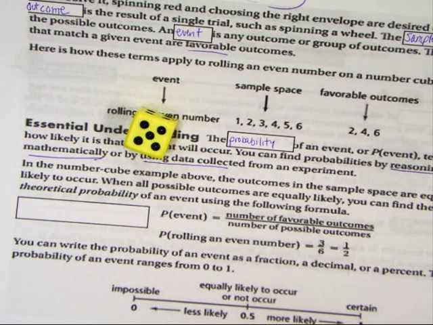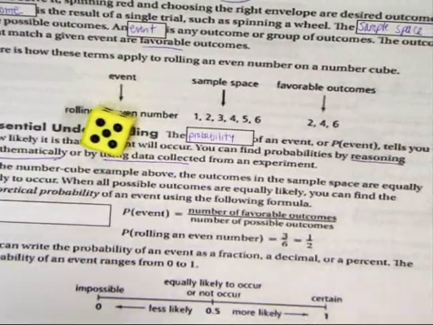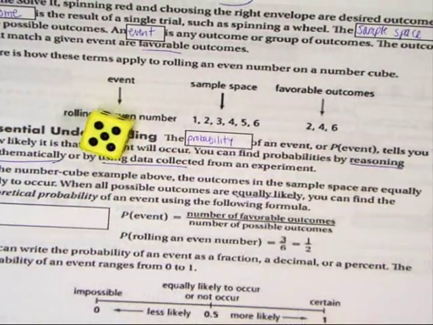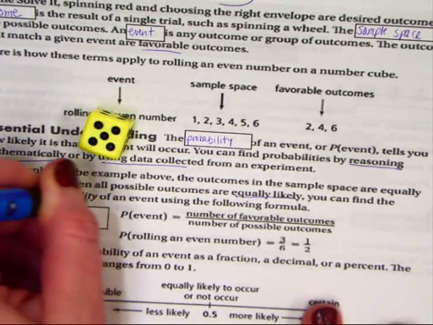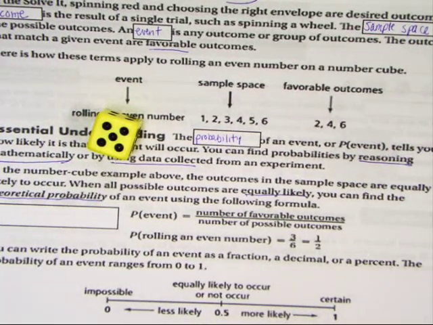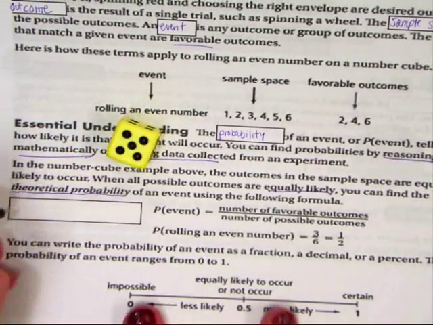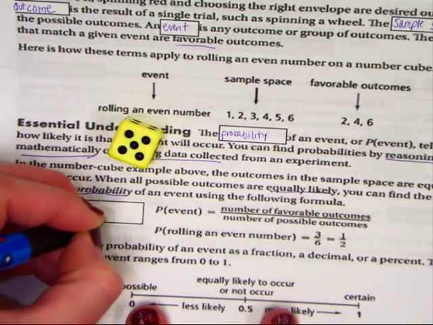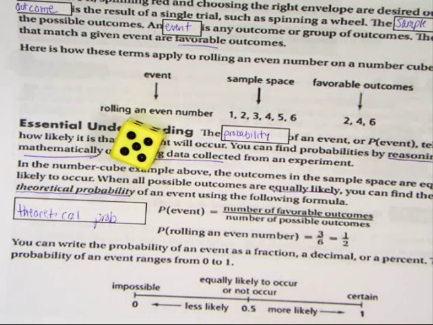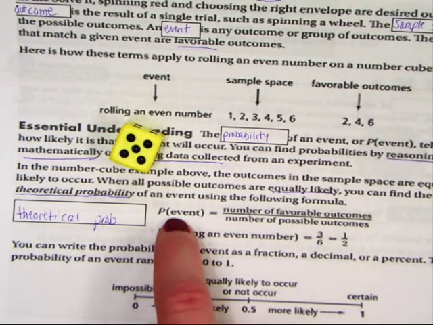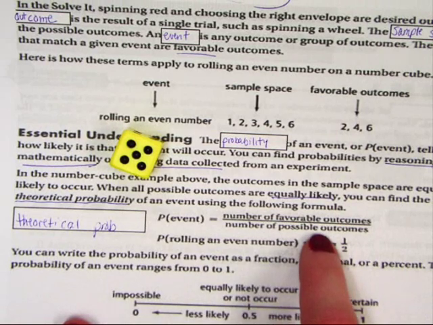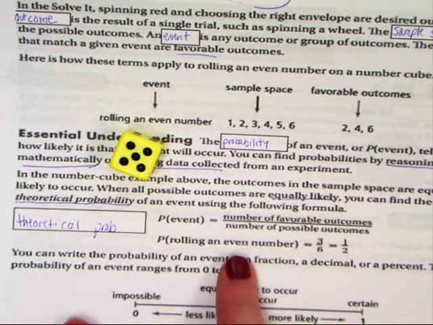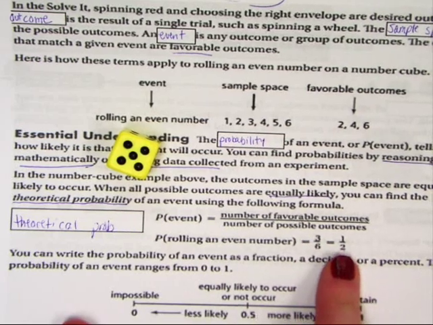When all the possible outcomes are equally likely, so this is what we're going to underline, equally likely, you can find what we call theoretical probability. It's like, what will probably happen of an event using the following formula. Here we go. Theoretical probability is, you take the probability of whatever event you're looking at, you put favorable over possible, and now here's an example. Probability of rolling an even, 3 out of 6, which is 1/2.